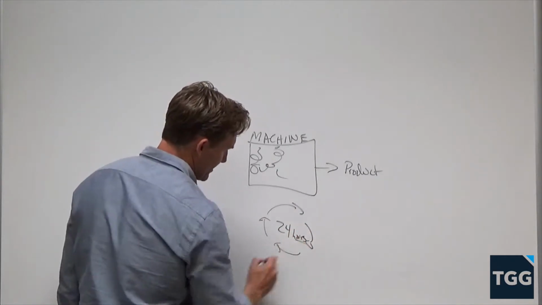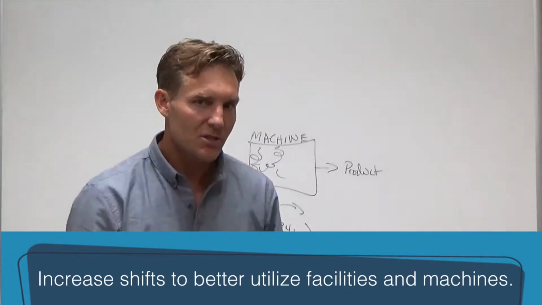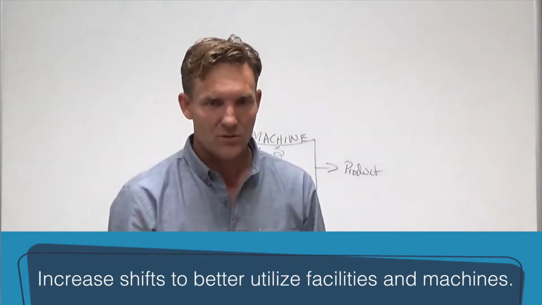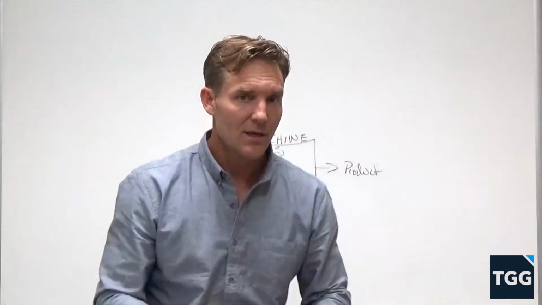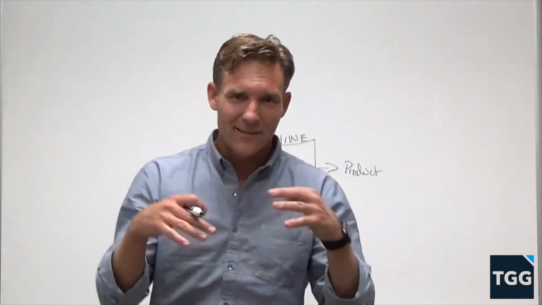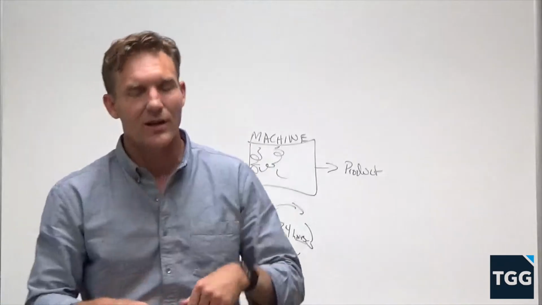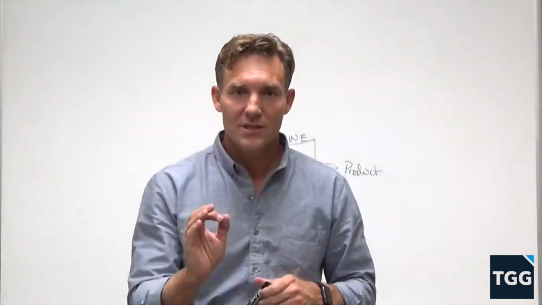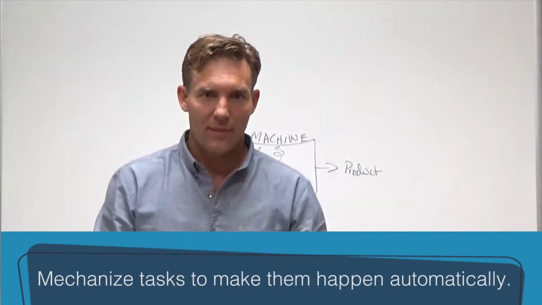And one of the best ways to do this is by increasing shifts. Increasing the number of shifts that you have in your manufacturing plant and making sure they stack up so that you're not paying overtime is one of the best ways to make sure that you have machine utilization. The other thing you can do with machinery and technology is consider adding machinery or new technology to actually mechanize certain tasks that have been done by people in the past.